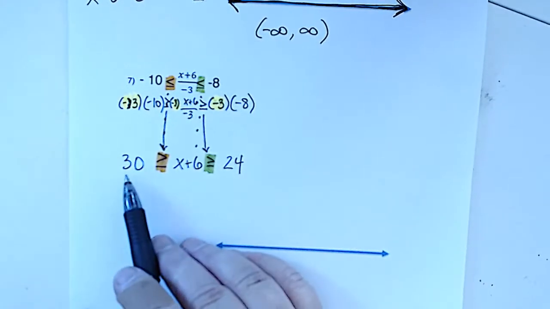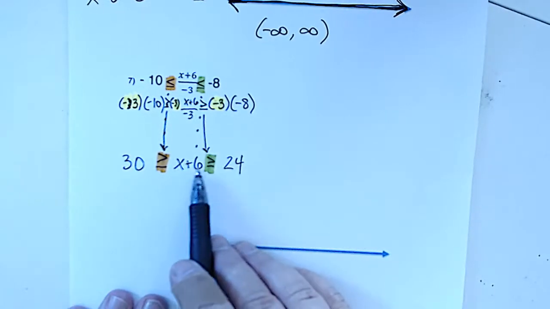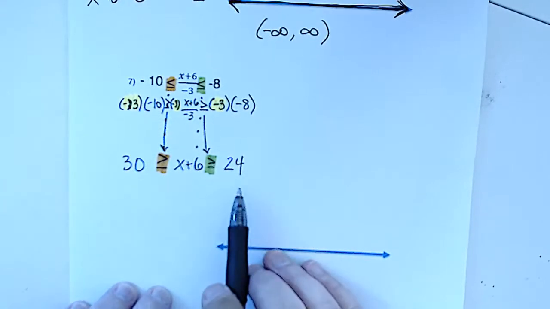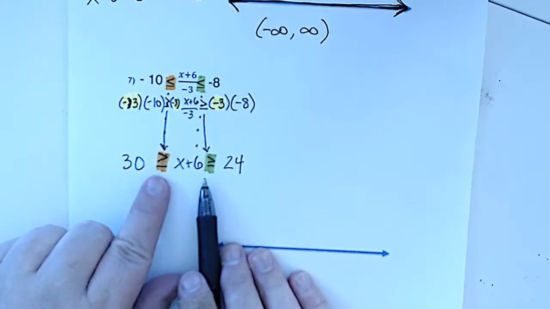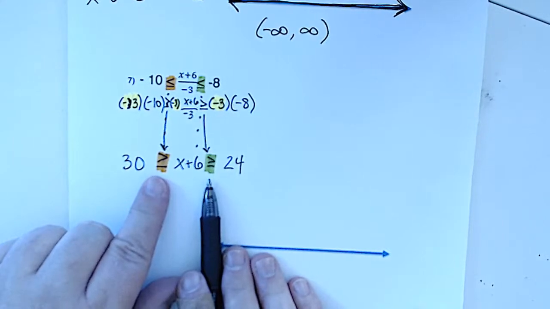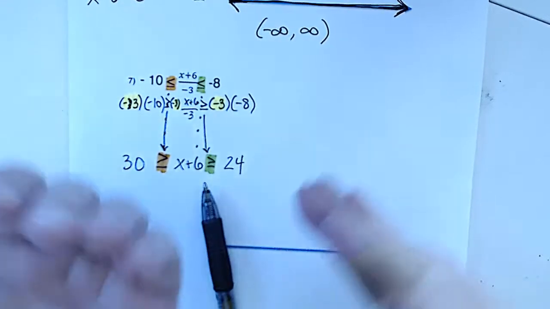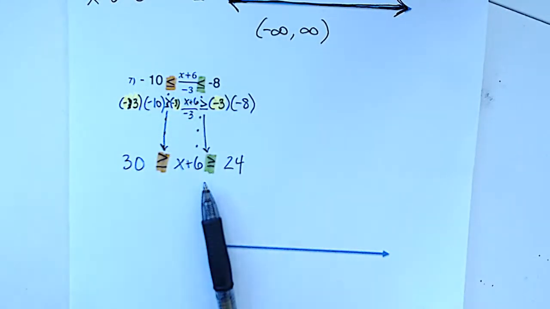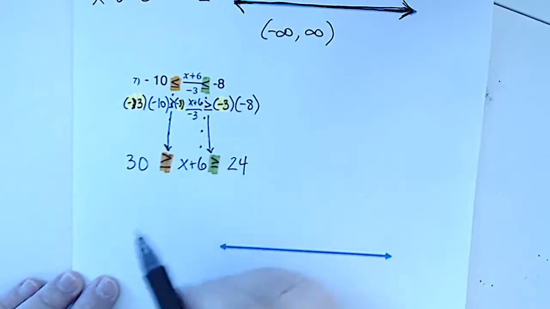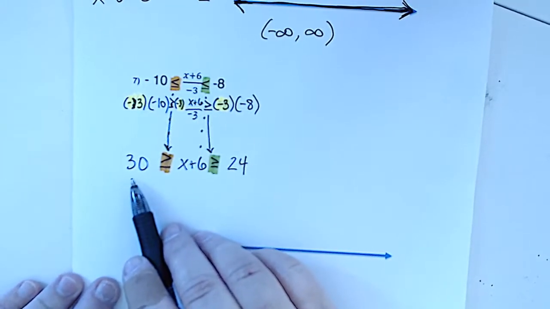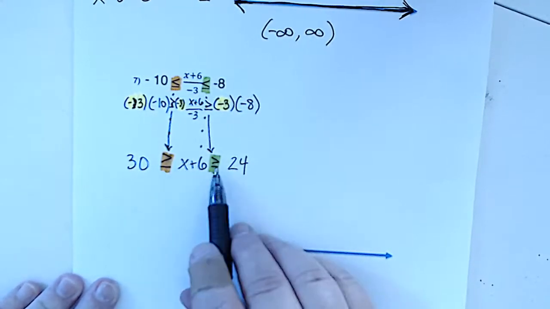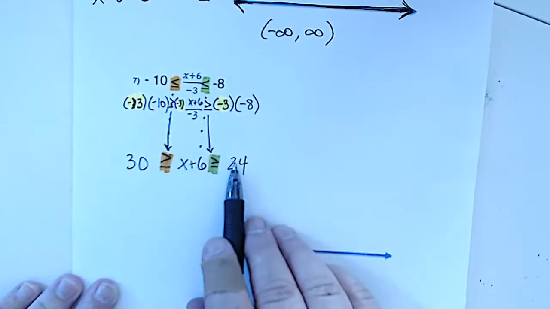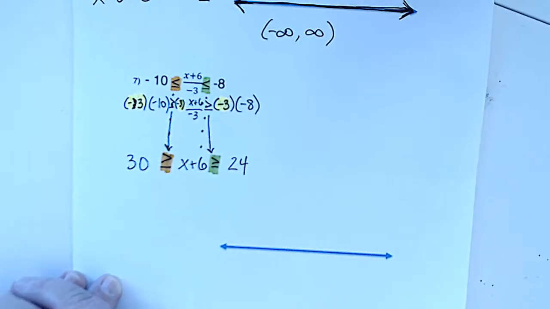But here we go. We've got 30 is greater than or equal to x plus 6 is greater than or equal to 24. Now, this was a lot of work. One of the things you can do is make sure the alligators, the inequalities, are still facing the same direction. They're both going greater than. They both face the same way. And in fact, on the larger side is 30 and on the smaller side is 24. So logically, it still makes sense.